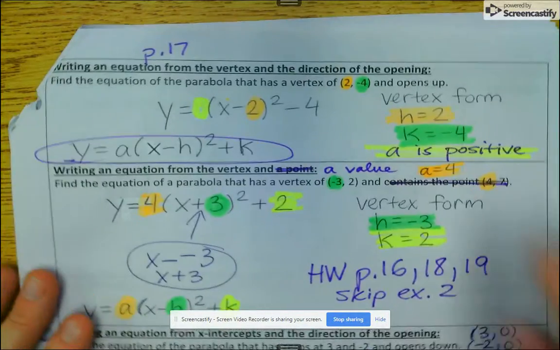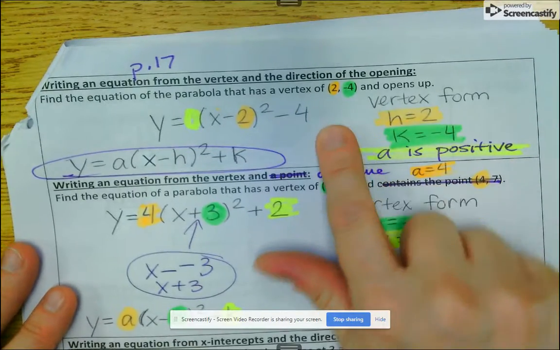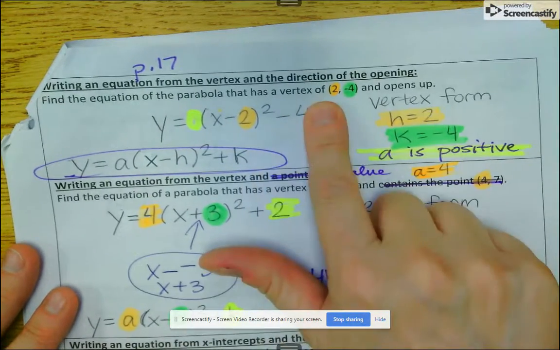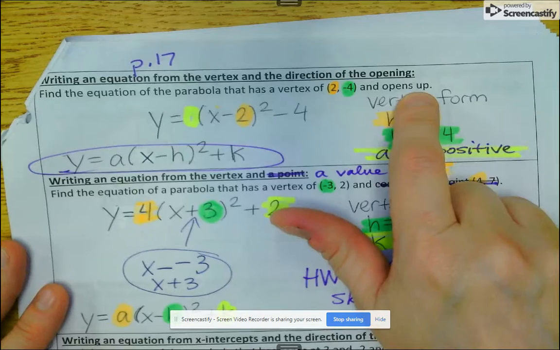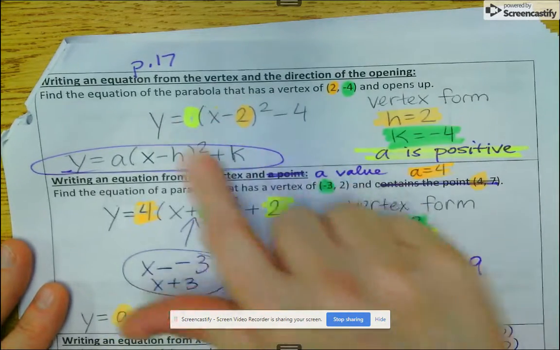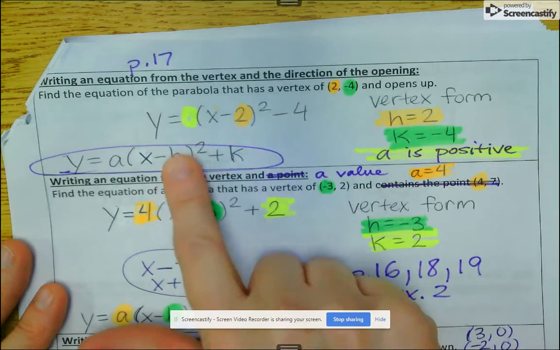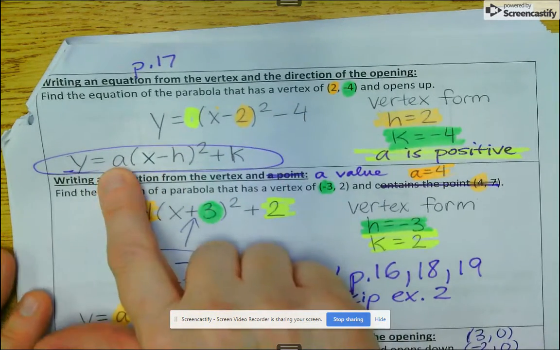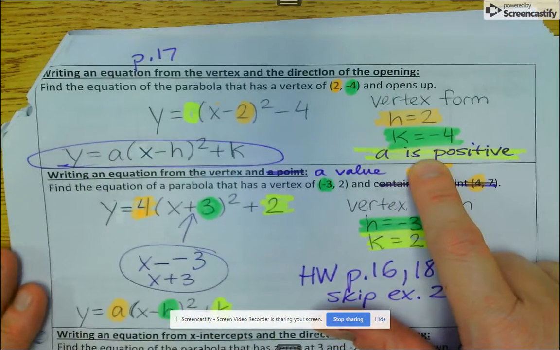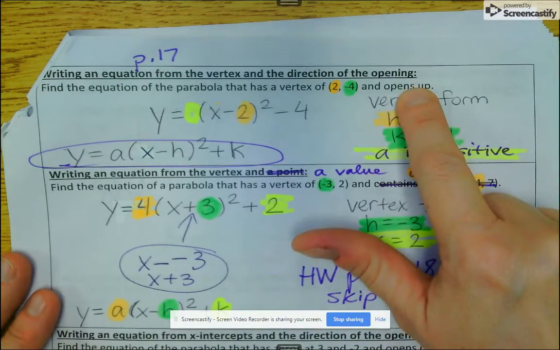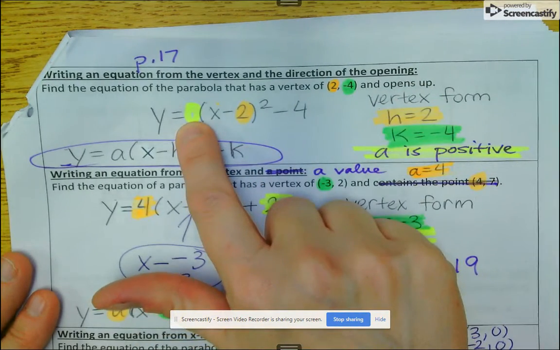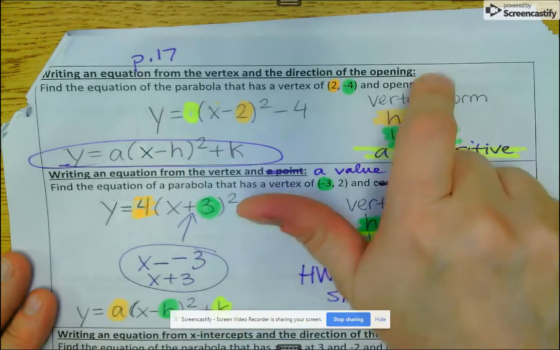So writing equations, if you're asked to write an equation in vertex form, they give you the vertex and it opens up, you're going to do something like this. You're going to look at your vertex form, you're going to plug in your vertex and a value for A. A can be positive, but it can be any number. If it just says opens up, it could be an invisible 1, it could be a 4, it could be a 3, as long as it's positive.